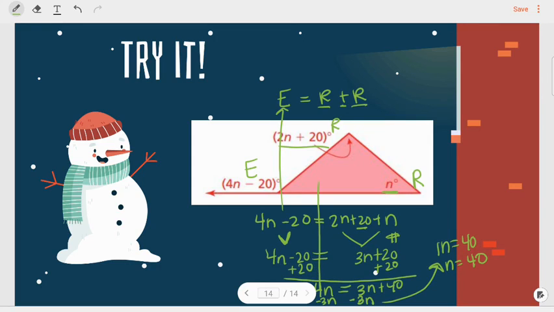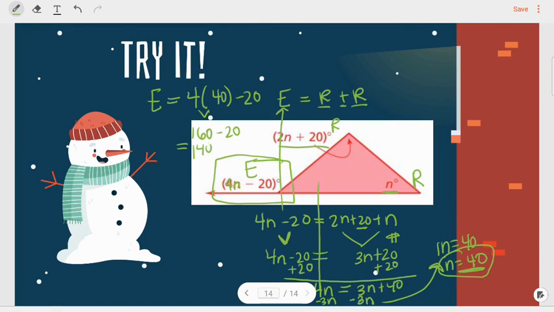Now one last thing. What if I wanted to know the measure of this exterior angle? Not just what is n, but how many degrees is that angle? My exterior angle is equal to, notice it says 4n minus 20. I now know that n represents 40. So my exterior angle is 4 times 40, I'm going to replace it with parentheses, minus 20. And we simplify. 4 times 40 is 160, minus 20 gives us 140. So my exterior angle equals 140 degrees.